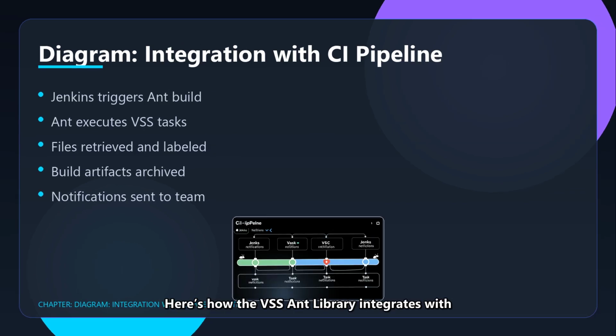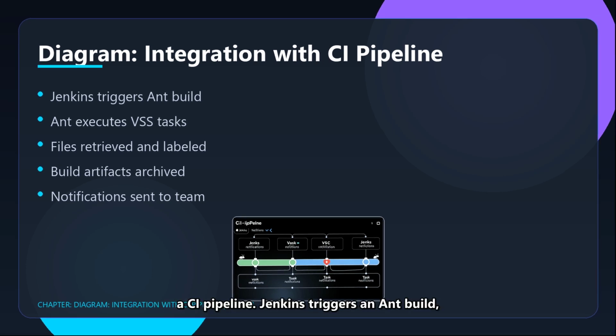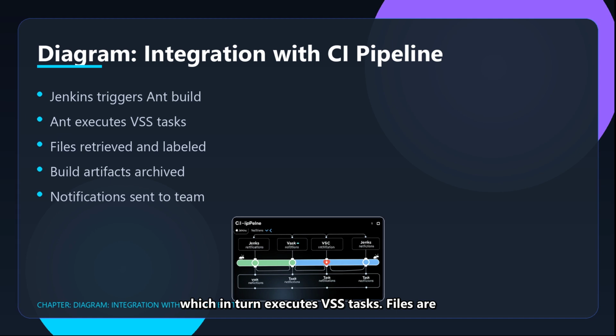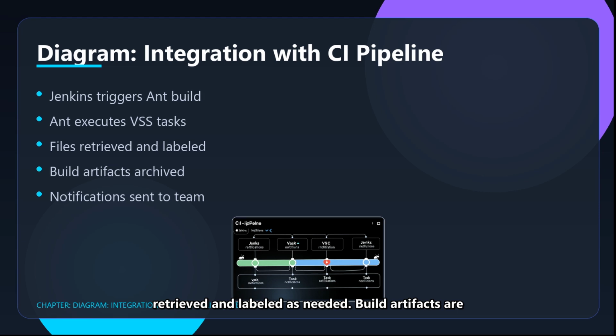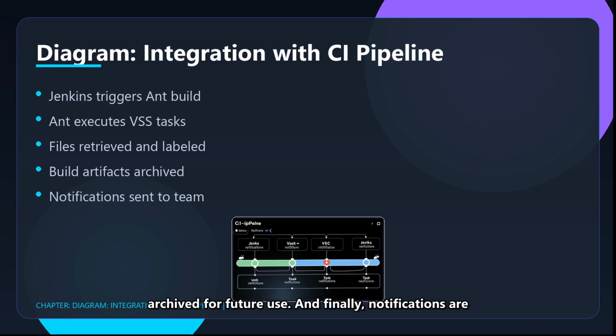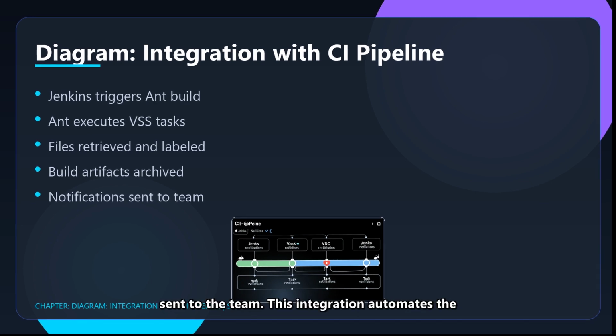Here's how the VSS Ant library integrates with a CI pipeline. Jenkins triggers an Ant build, which in turn executes VSS tasks. Files are retrieved and labeled as needed. Build artifacts are archived for future use. And finally, notifications are sent to the team. This integration automates the entire process, reducing manual effort and errors.